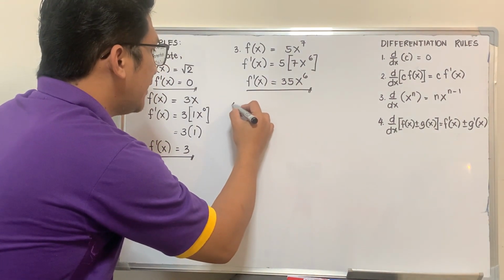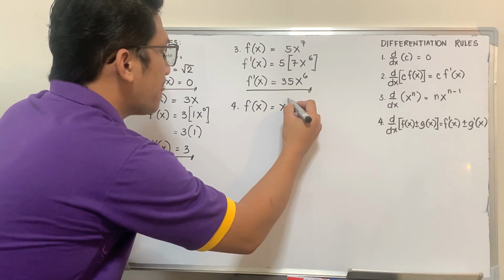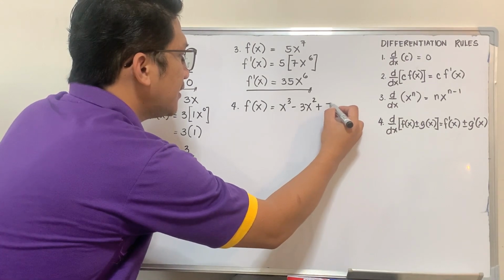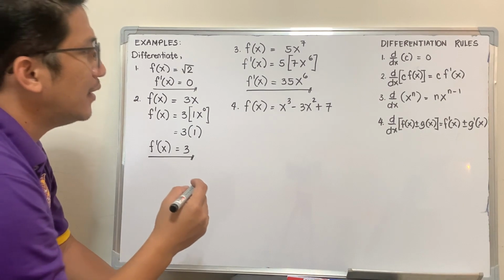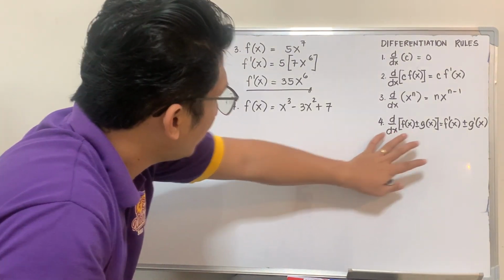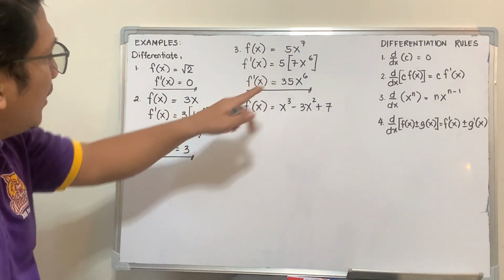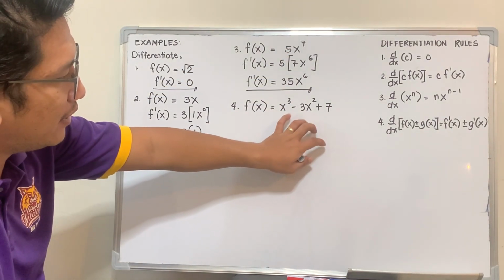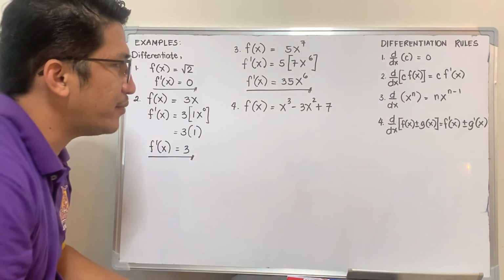So for functions with many terms, let's say f of x is equal to x cubed minus 3x squared plus 7, okay? What we do is we still follow the first 3 rules, but here we have more than one term. The difference from the previous examples 1, 2, 3 is that they were single terms. But this time we have 3 terms. We have a minus and a plus, terms separated by those operations.